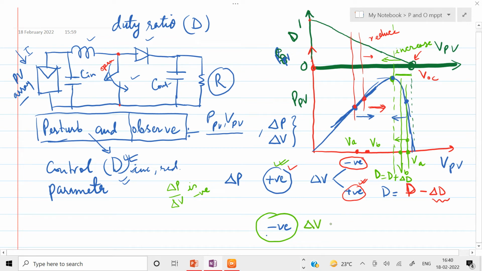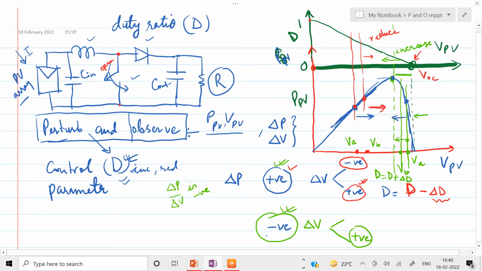Similarly, if delta P is negative, then again we have two cases for delta V. It could be positive or it could be negative. Okay, so when it is positive, again, delta P is negative and delta V is positive. That means we are again on this side of the curve, isn't it?